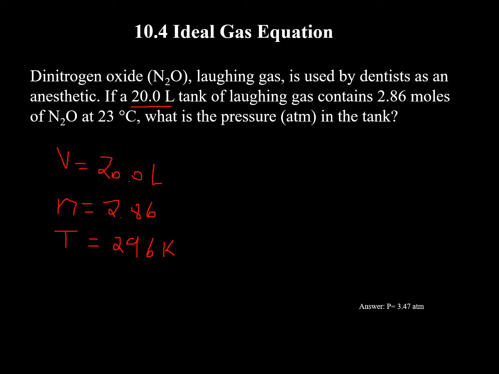And we plug in all those values for pressure, because they're asking for what is the pressure. So using PV equals nRT, we isolate the P, you get nRT divided by V. So when we put in all these values, we get 3.47 atm.